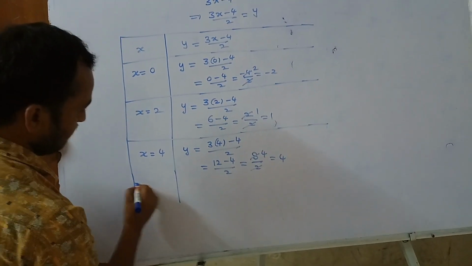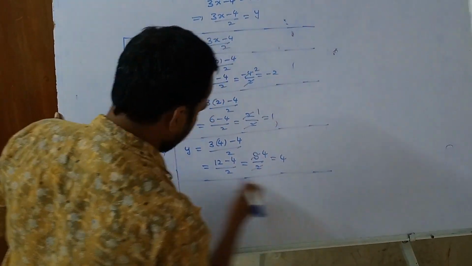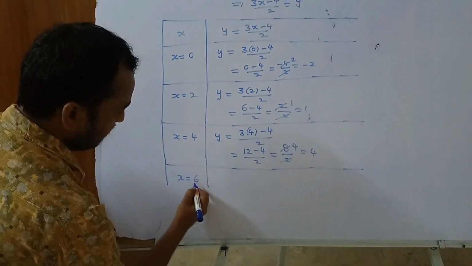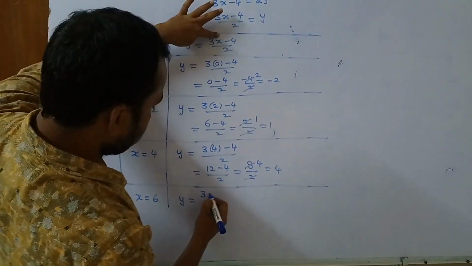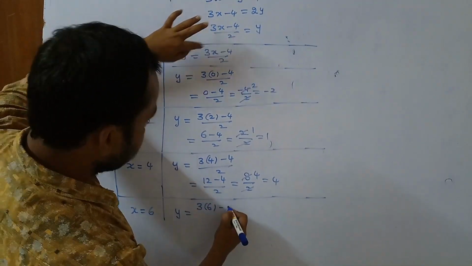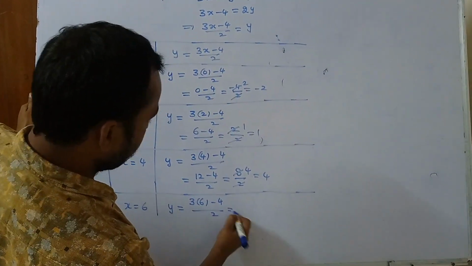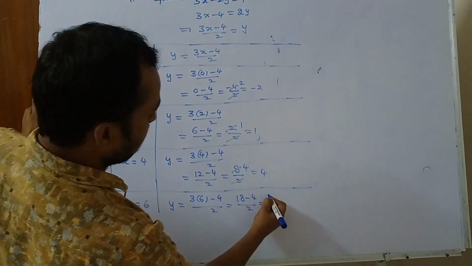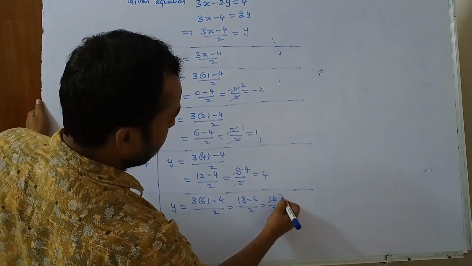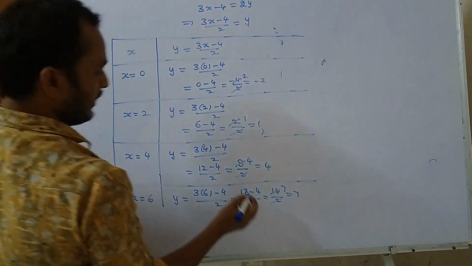Next, x equals 6. y equals 3 into 6 minus 4 by 2. 3 sixes are 18, 18 minus 4 is 14, by 2, 2 sevens are 14, so 7.